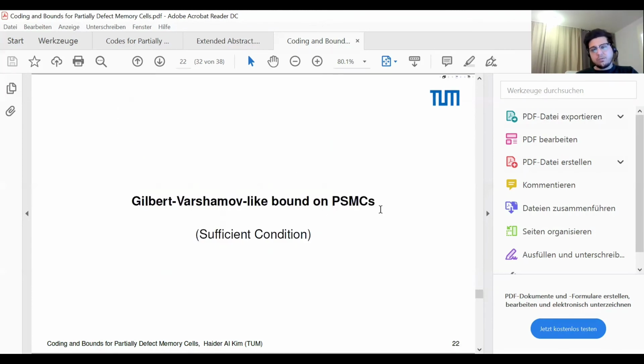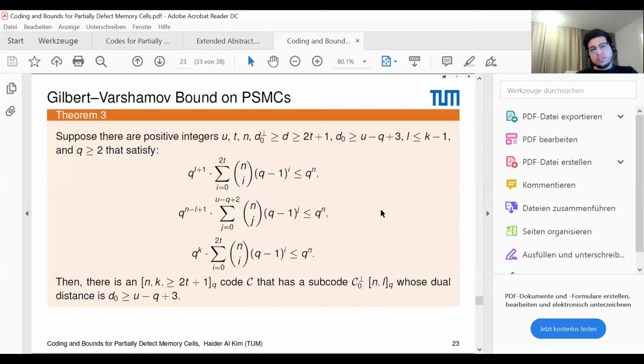Gilbert-Varshamov-like bound on PCMC sufficient condition. Here we consider the Gilbert-Varshamov bound on PCMC. This is a generalization of what we have done in the ACCT conference, which was only for the case when U is less than Q. Now this is for any U up to N. This is the statement of the theorem. We have three inequalities here, and we prove this in the next slide.